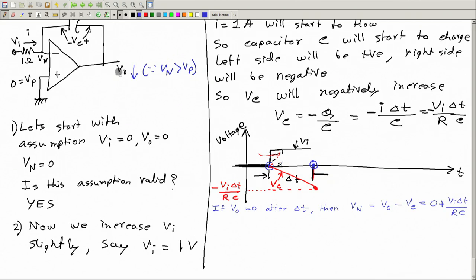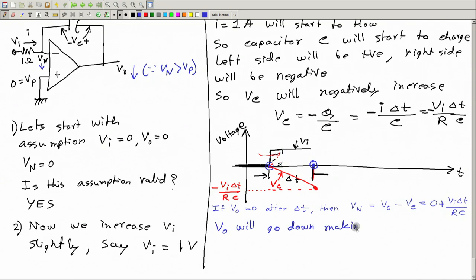How much? Until it has made Vn again equal to Vp. If output is going down, this potential is going down, then Vn is this plus this. So if this is going down, Vn will also go down, and again Vn will become equal to Vp. So at this moment, output will go down, making the Vn again equal to Vp.